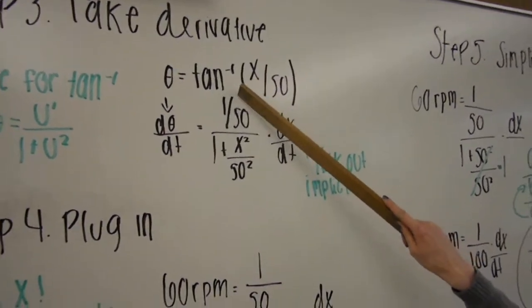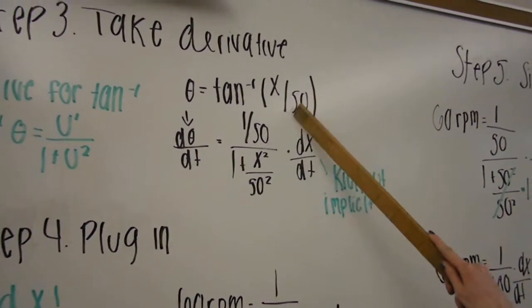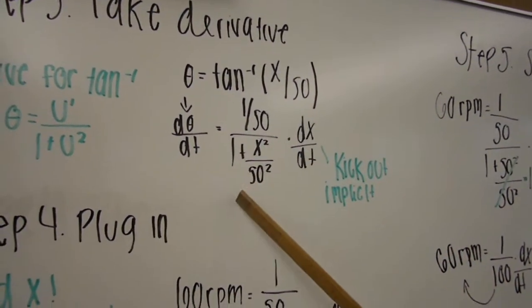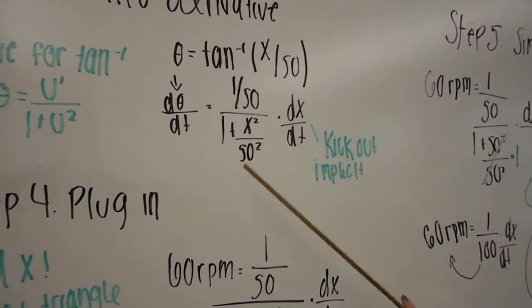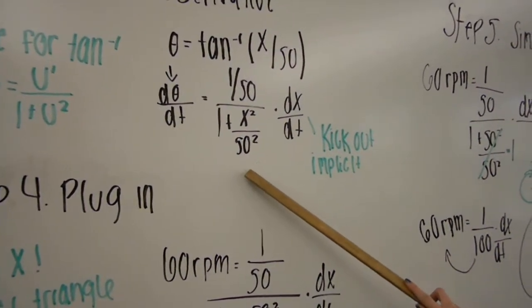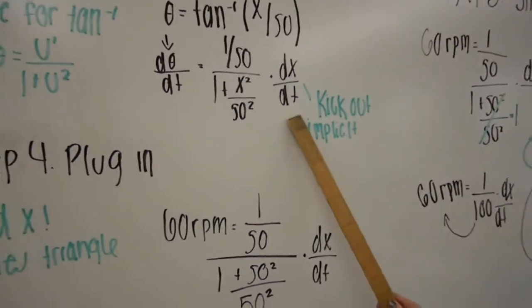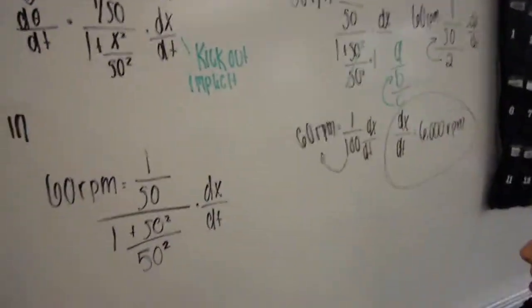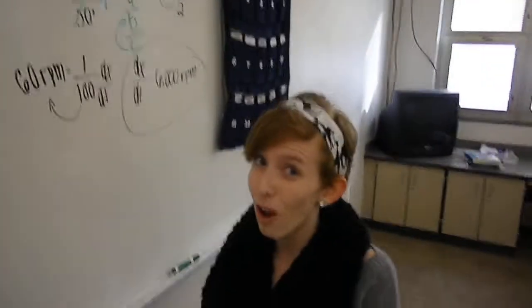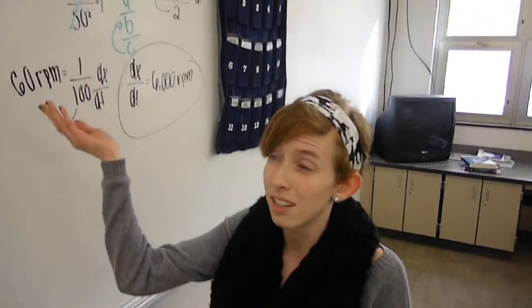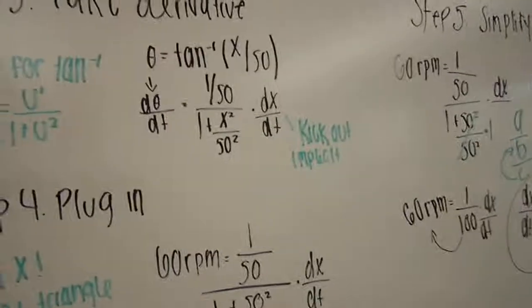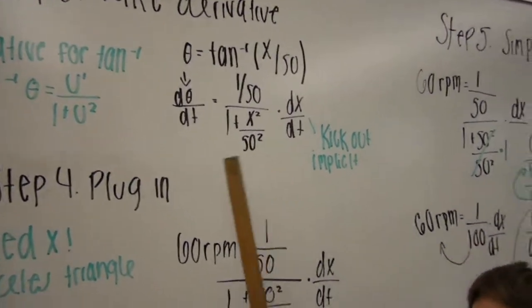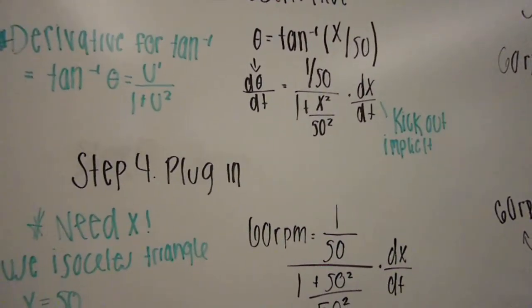That's going to be 1 over 50, which is the u prime part, and 1 plus x squared over 50 squared. Now this right here, the dx dt, is kicking out an implicit. Because there is an x involved, you have to kick out the implicit. You just do. It's a rule. Learn it, remember it. All right, so step 4, we're going to start plugging in.